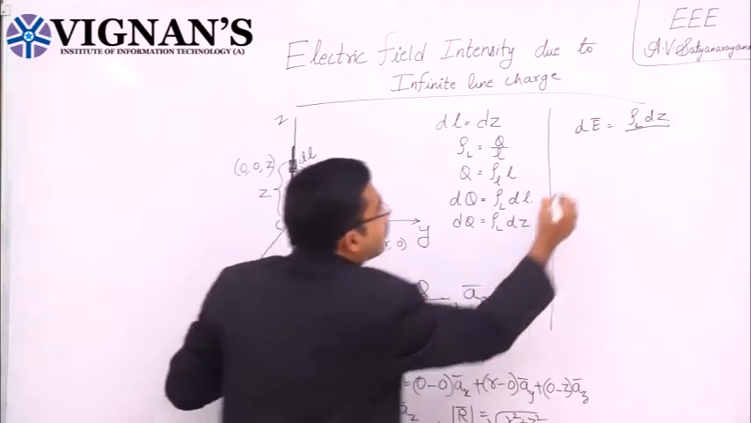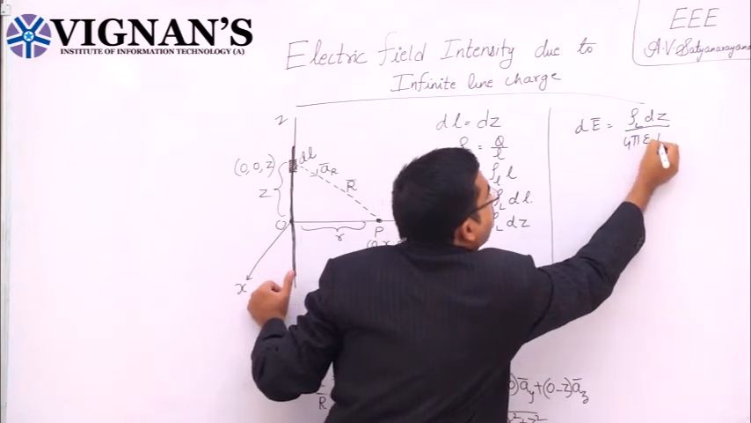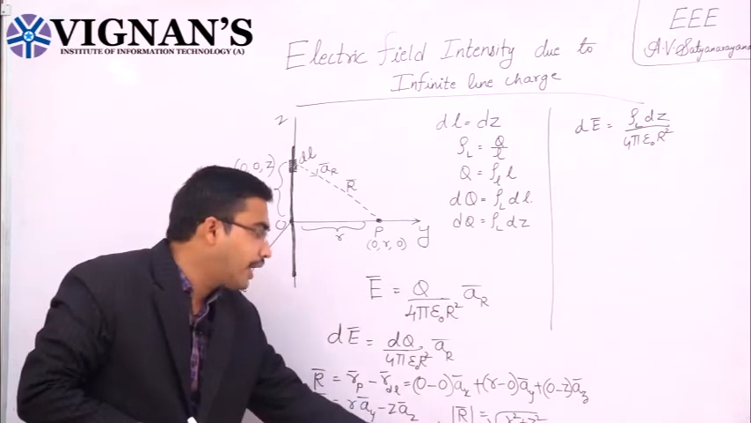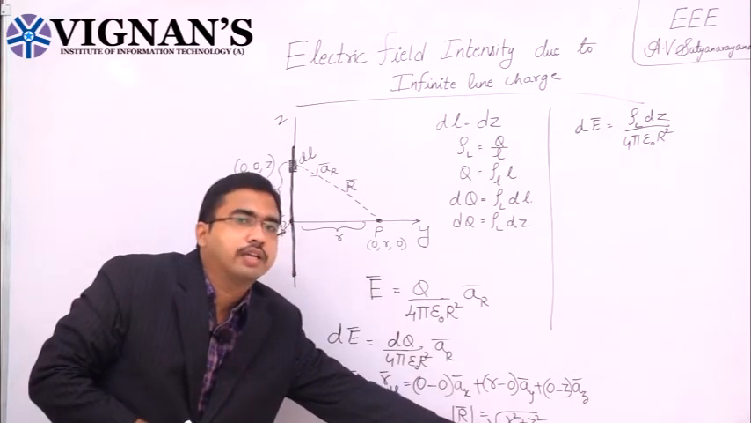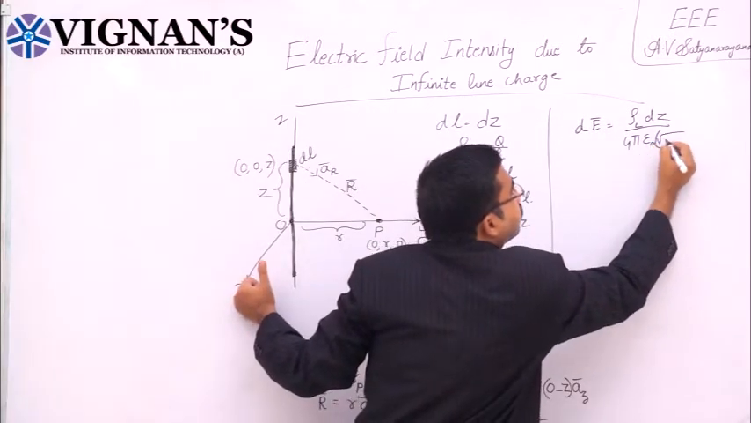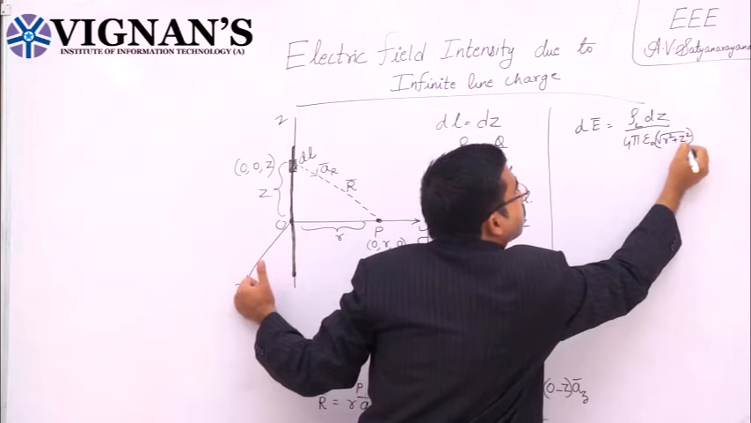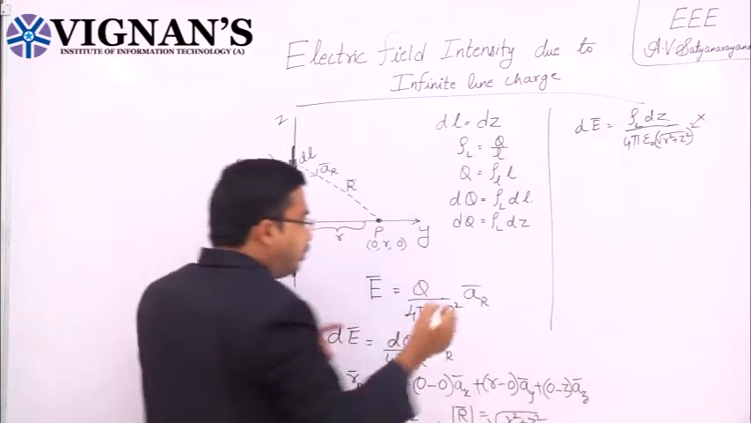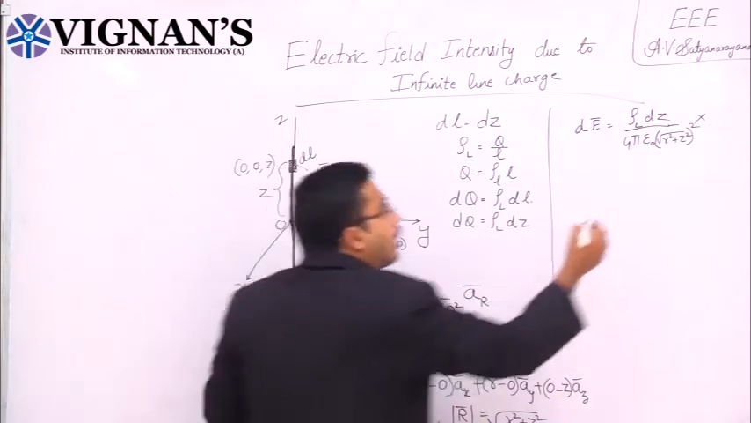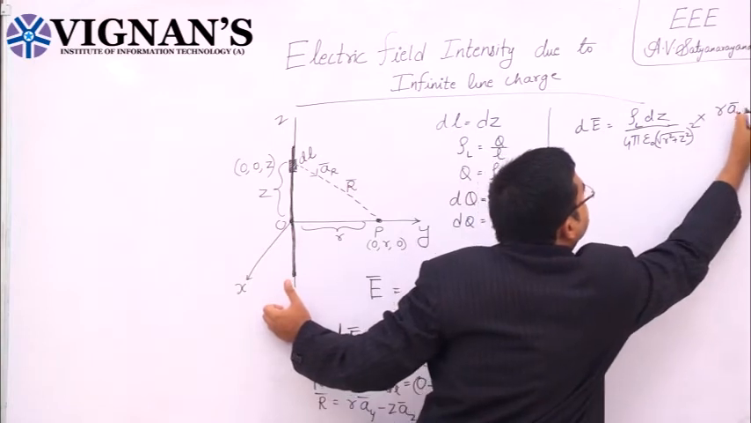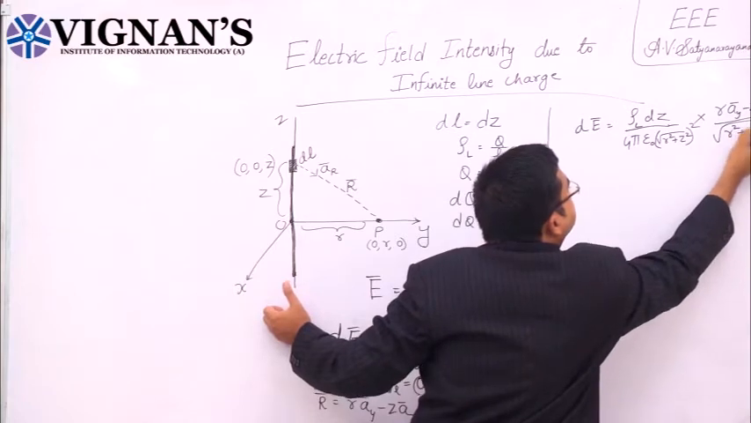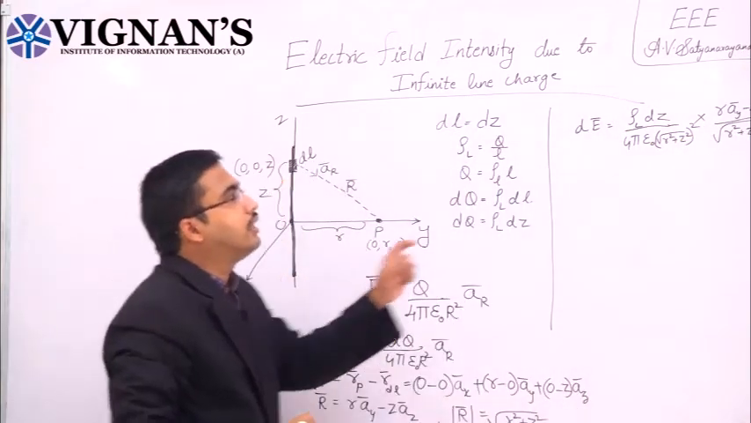4 pi epsilon naught r square. R square means here, what is the magnitude of the distance? The magnitude of the distance is root over r square plus z square. So substitute that in that r. Here we can take root r square plus z square whole square into, what is the unit vector a_r bar? The unit vector a_r bar is given by this formula, r into a_y minus z into a_z by root over r square plus z square. Okay. That is the expression.